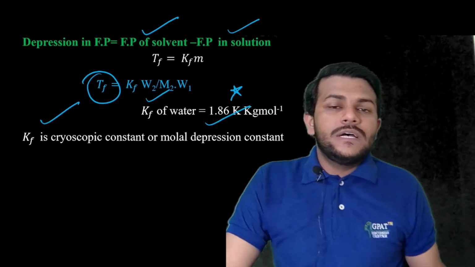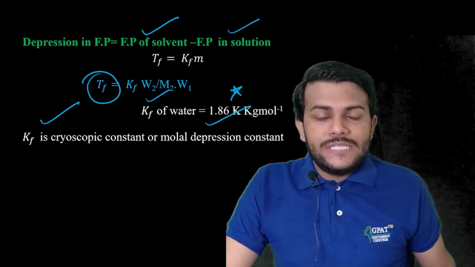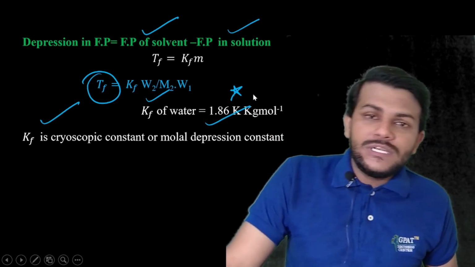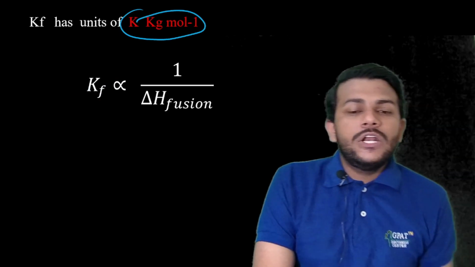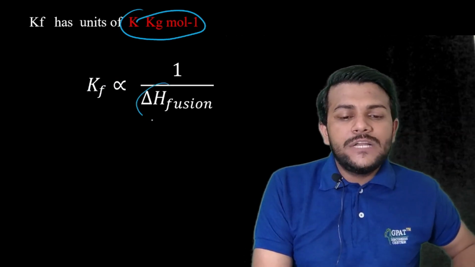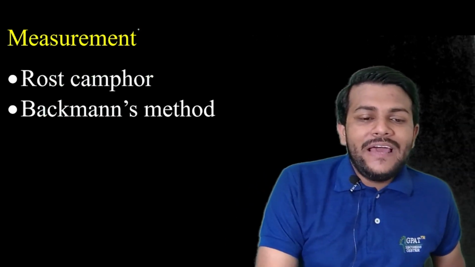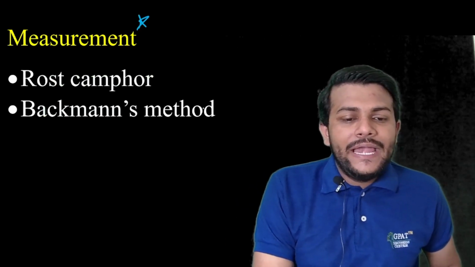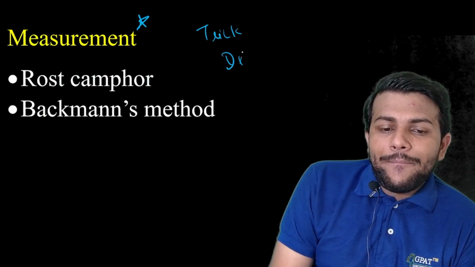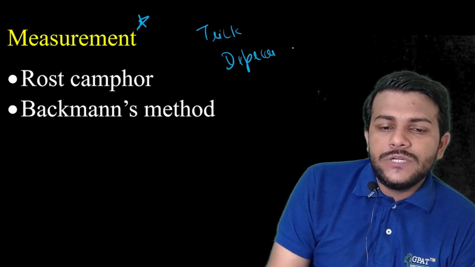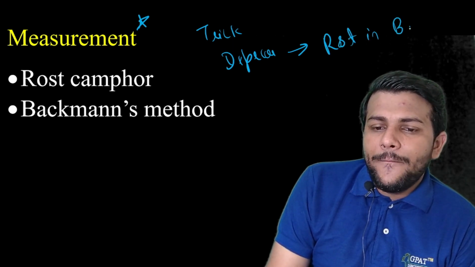In the previous colligative property, elevation in boiling point, we discussed the Kb concept, that is the ebullioscopic constant or molar elevation constant. So Kf has the unit K kg mol^-1, and Kf is inversely proportional to delta H of fusion. For the measurement method, we have the Rast method and Beckman method. You can use a trick like depression, that is depression in freezing point, rest in back. Rest in back.